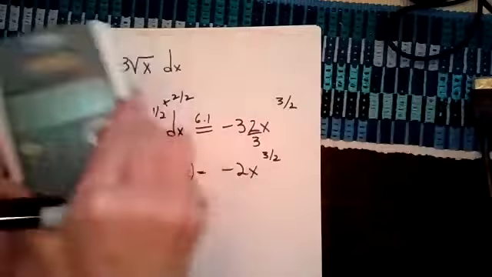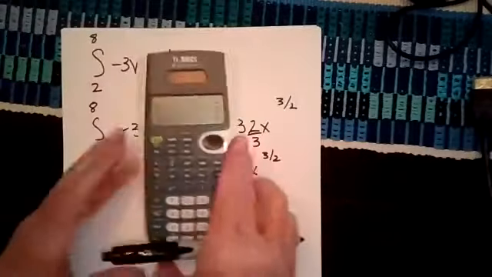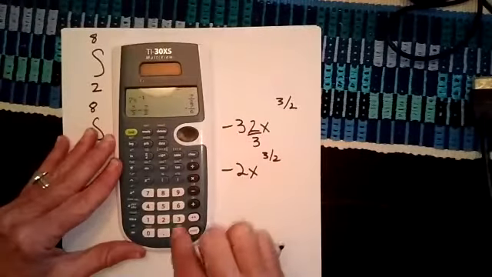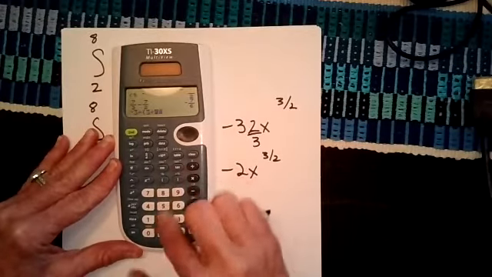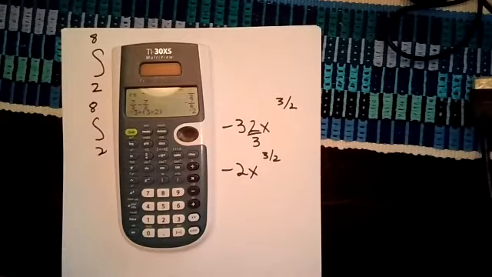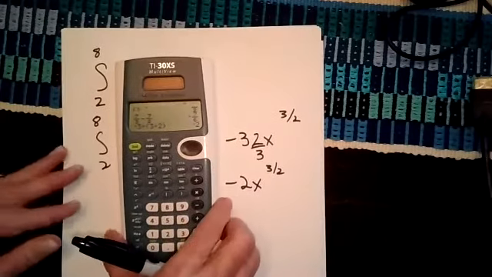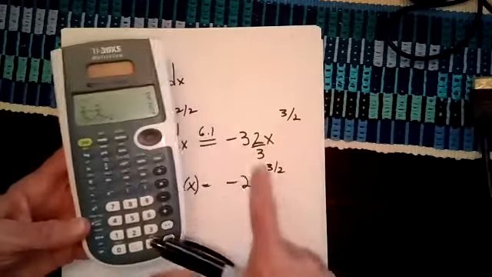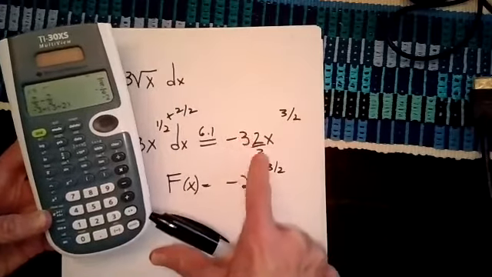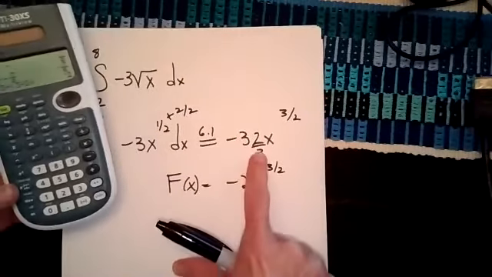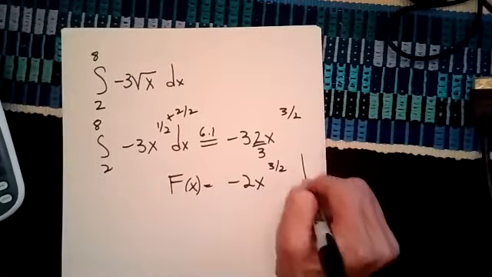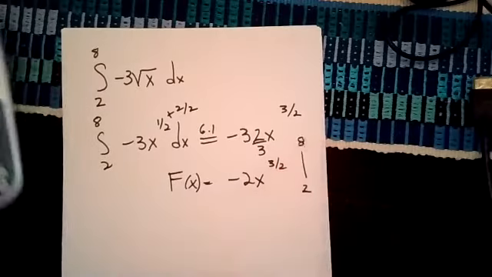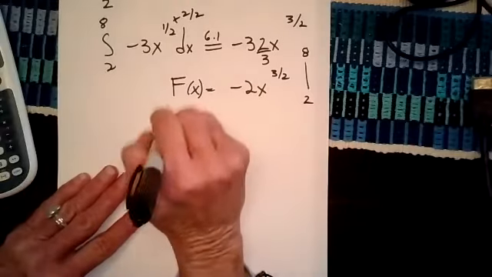Now, if you want to say -3 divided by parenthesis 3 divided by 2, you get your -2 that way. You just have to figure out what you want to do. I just invert and multiply because it makes it easier, and I see the 3's cancel and I was left with -2. You could call it -6/3. It doesn't matter. You don't ever have to simplify. But this is from 2 to 8, so I'm going to do my f of 8 minus f of 2.